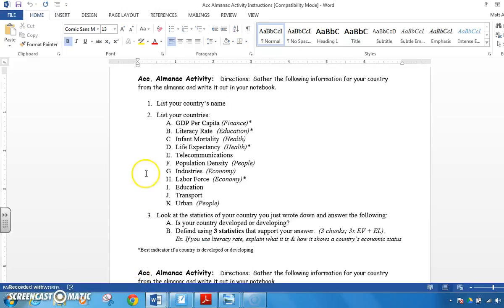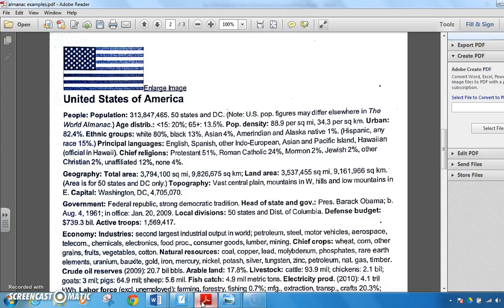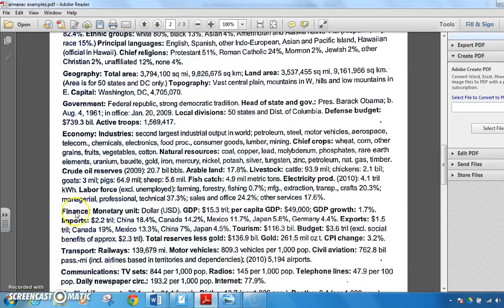And so A says this: list your country's GDP per capita. And in parentheses, it says we're going to find this under the finance section. Now notice it's got a star next to it, so this is a very, very good indicator of whether a country is developed or developing. So I'm going to go to my finance section that I've got here. Finance right here. I'm going to look at monetary values. We use the dollar. GDP, okay, $15 trillion, but we want to see it per capita. What does that mean, class? Per person. So we make $49,000 per person. Dang, that is a big GDP.